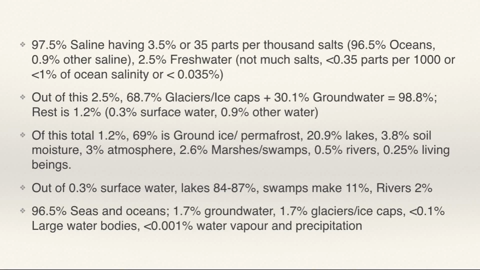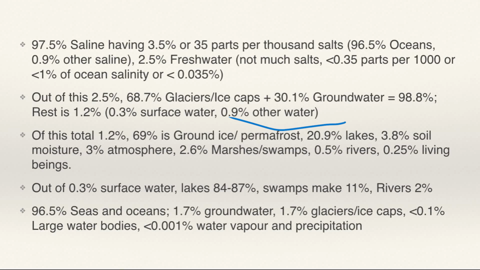So as I was saying, 97.5% of the entire water is saline, okay, having 35 parts per thousand salt. Out of that, 96.5% is in the ocean, 0.9% is other saline water, and 2.5% is fresh water, which does not have much salt, that is 1/10 less, that is the definition. And out of this 2.5%, 68.7% is in glaciers, 30% is in groundwater. Okay, so the rest 1.2% is 0.3% surface water and 0.9% other water.